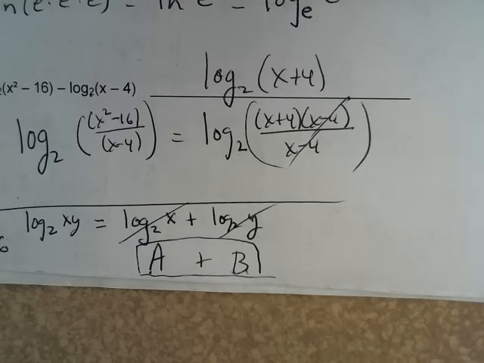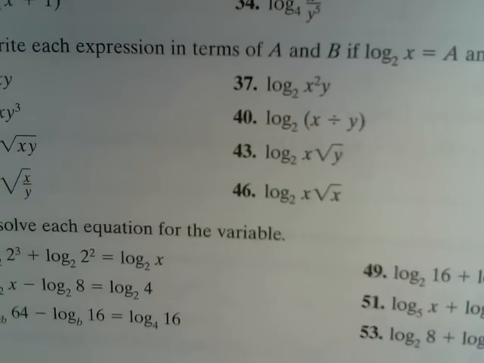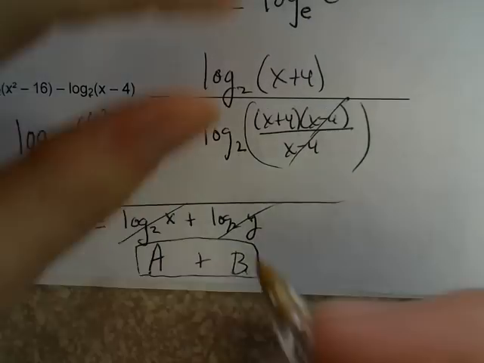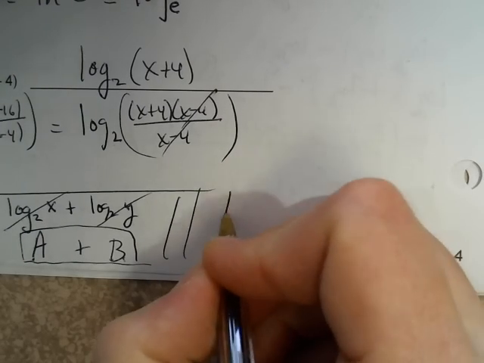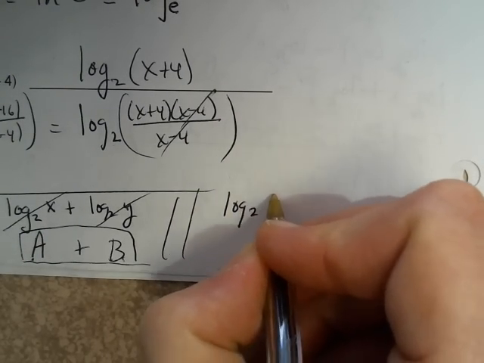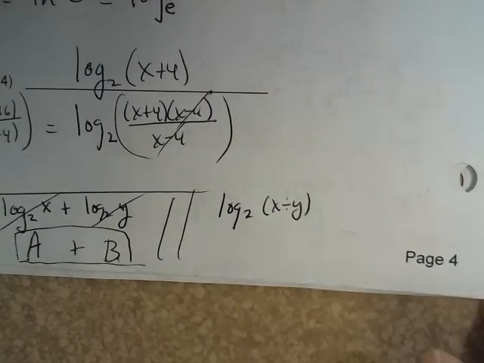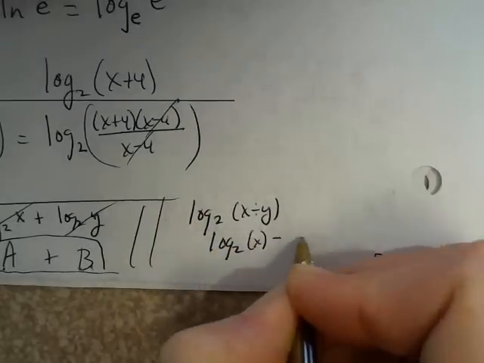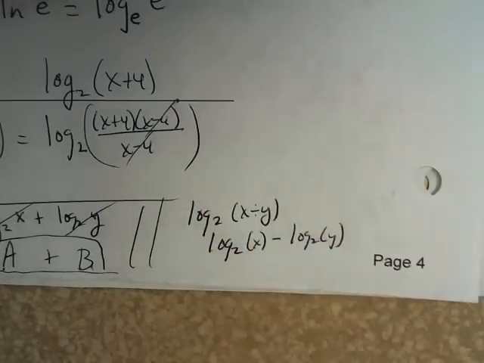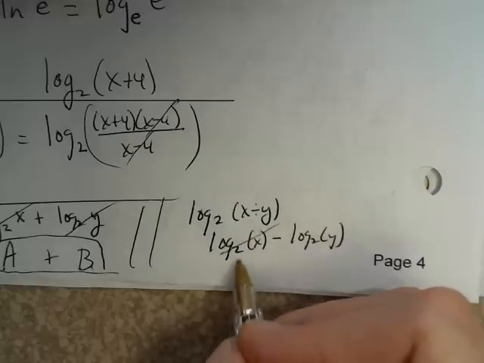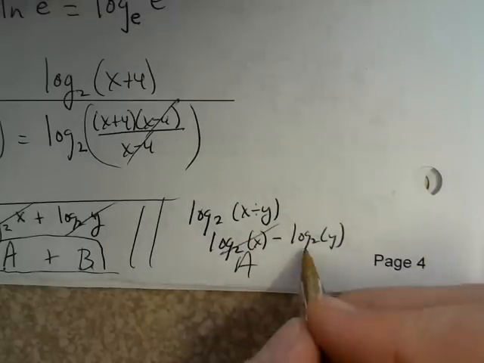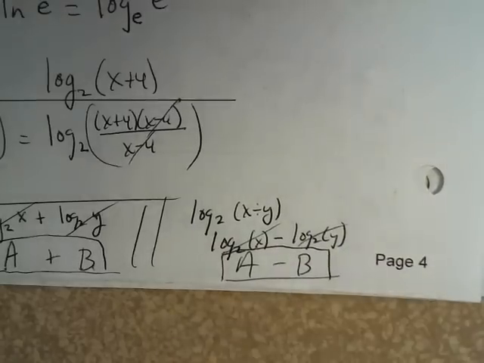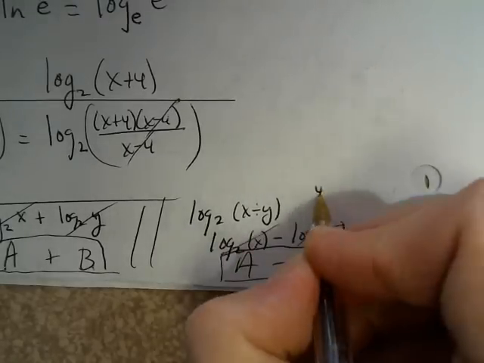And then, let's see, I think I'll do number 40, the log base 2 of x divided by y. It's very similar. Log base 2 of x divided by y, that's the quotient rule. One log becomes 2. This is a log base 2 of x minus the log base 2 of y. And they tell us the log base 2 of x is the letter a, and the log base 2 of y is the letter b. So this is just a minus b. And that's the end of that. That is question number 40.